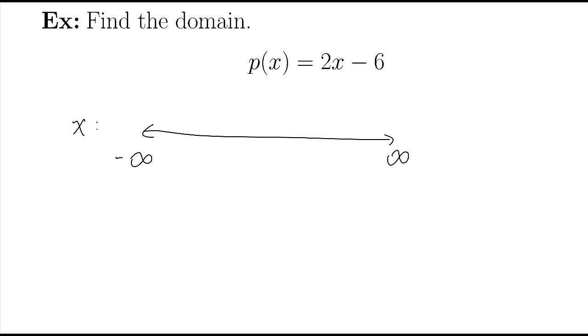Now, usually you can plug in anything without there being any issue. The only time you run into a problem is if you divide by 0 or if you have a negative under a square root or a fourth root or something like that. So I really just want to check to see, are there any restrictions?